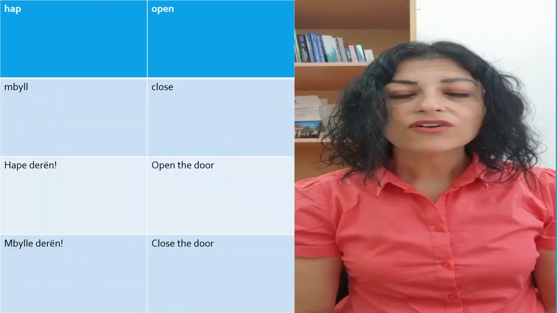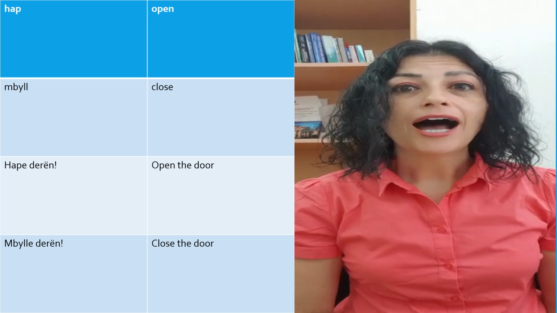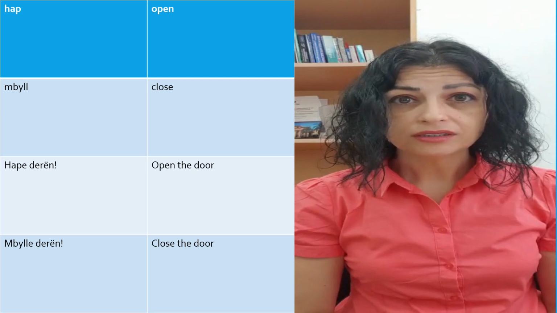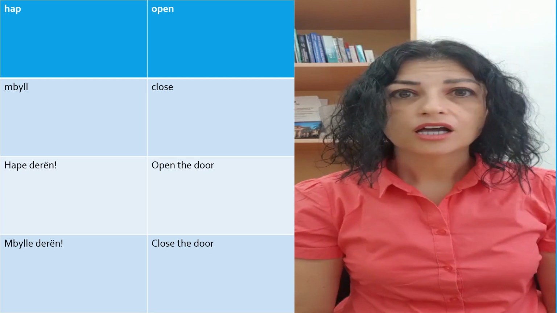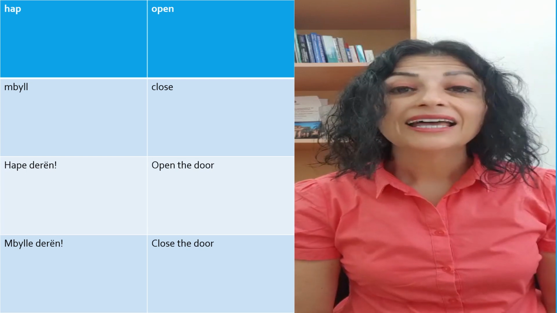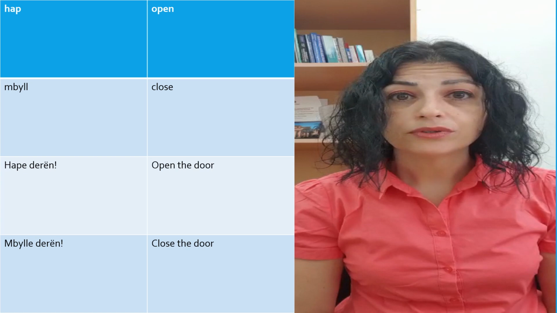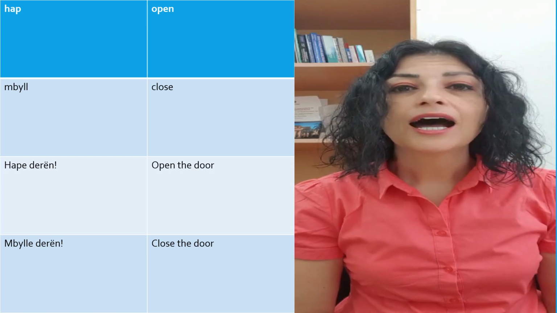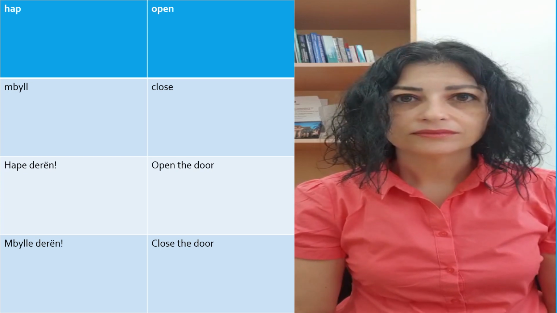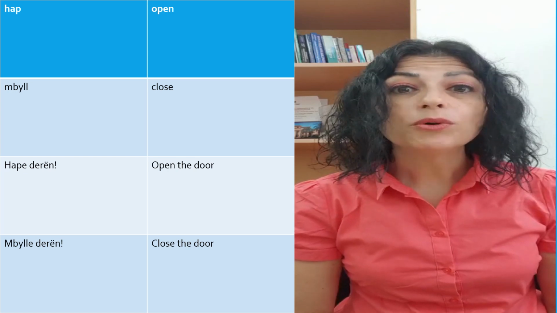Now, here we have the two opposite verbs. Hap, open. Mbyll, close. Let's see some examples. With the verb hap, open: Hape derën. Open the door.